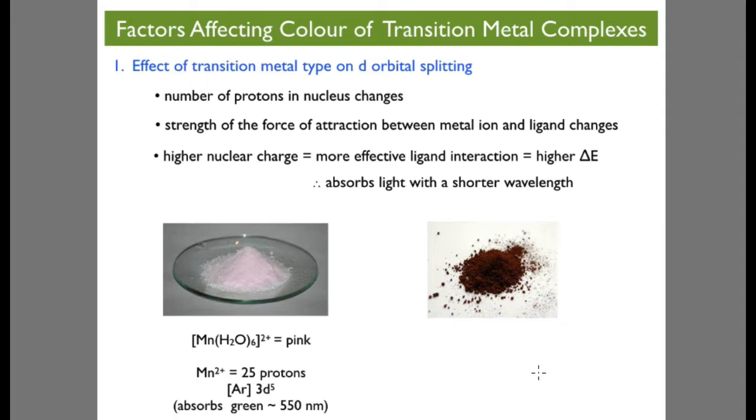You've got this manganese complex, which is pink. Manganese 2 plus has 25 protons, and it absorbs green, which has got 555 nanometers wavelength. And then you've got this iron complex, which is an orange-brown colour, Fe3 plus. It's got 26 protons, so it's got one more proton. It's still 3d5 though, and it absorbs blue, so it's absorbing light with a shorter wavelength because there's a higher energy difference between those d orbital levels.